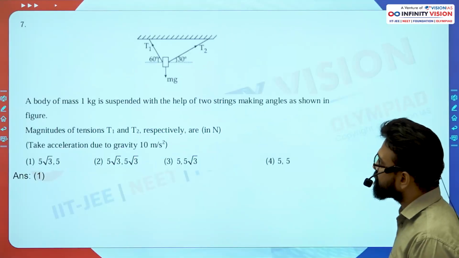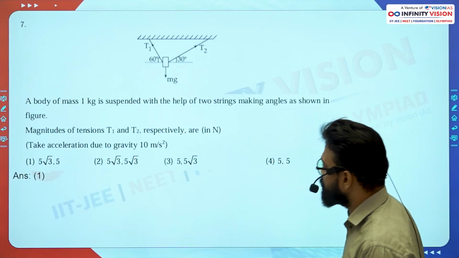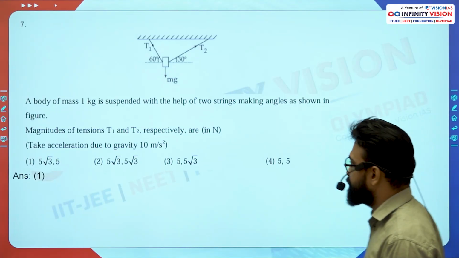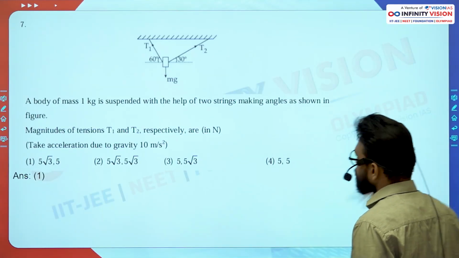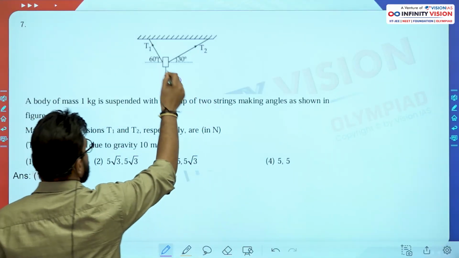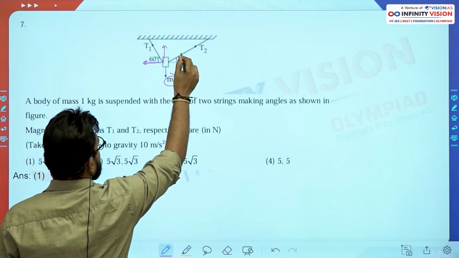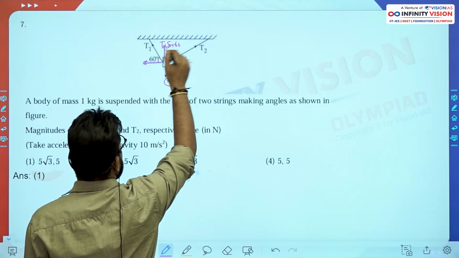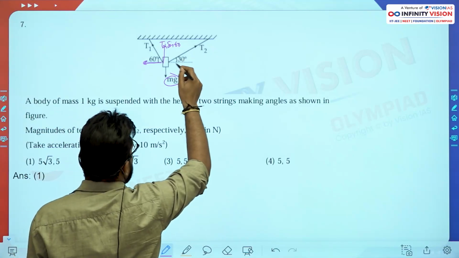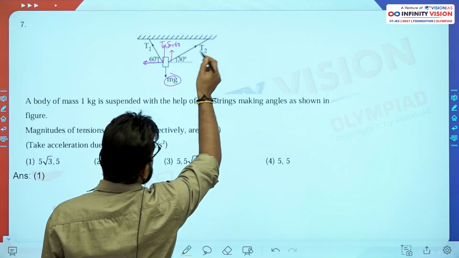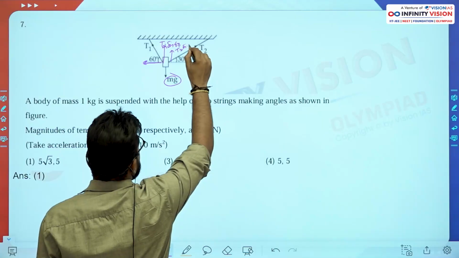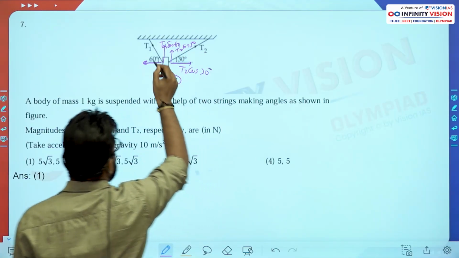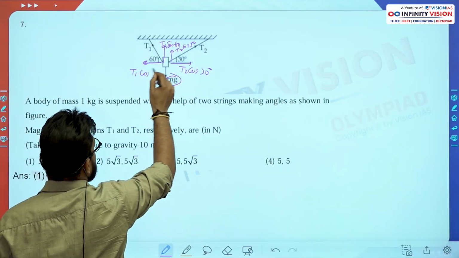Next, a body of mass 1 kg is suspended with the help of two strings making angles as shown in the figure. Magnitude of tension T1 and T2 is? This weight would be balanced by the component T1 sin 60 of this wire, and this is T2 sin 30. Here it would be T2 cos 30. Here it would be T1 cos 60.